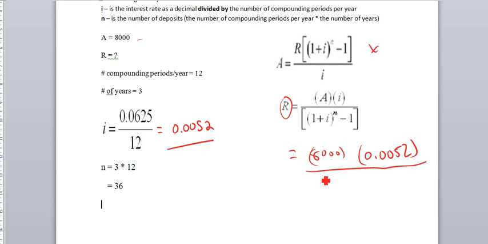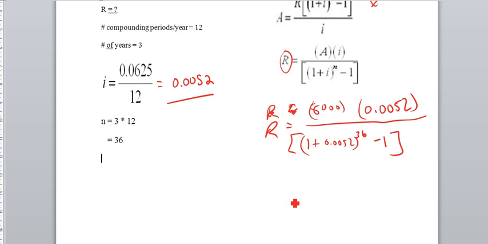And then on the bottom we've got big brackets. 1 plus i was 0.0052 to the power of n was 36. And that's why I work straight down the page. It's easy to follow. Minus 1. I just put everything I see down here. And I can keep the R equals if I want to as well. I suppose I should have put that more in the middle, equals. And we work ourselves down.